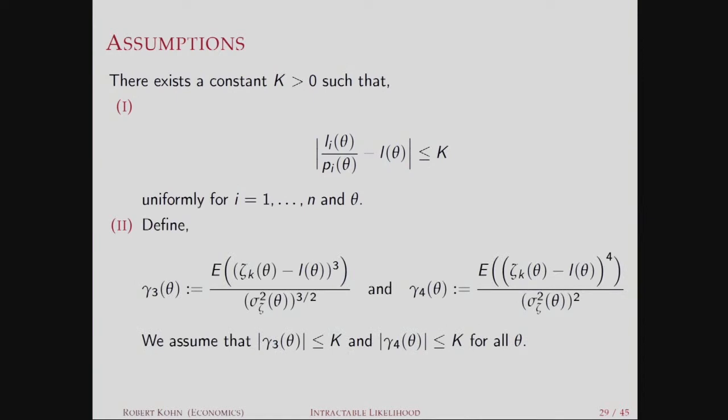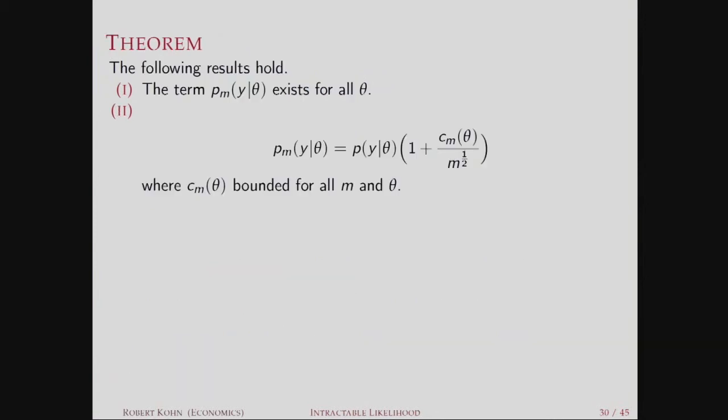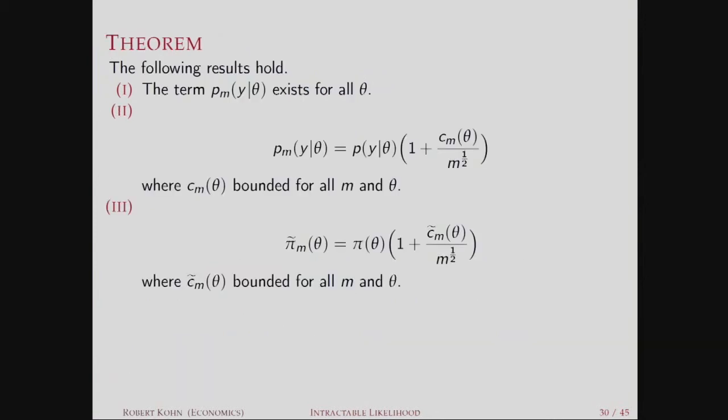Now, we make some assumptions. I won't go through them, except that maybe they're reasonable. They are reasonable. I think we get the following results. First of all, I've skipped two. p m y theta, which is the pseudo likelihood that we're working with that depends on the number of subsamples, relative to p of y theta, the percentage difference, is C m theta over root of m, where C m theta is bounded. So notice that the error depends on the subsample size. Usually when we've got 1 million observations, the subsample size will be quite large, so the error will be very small.